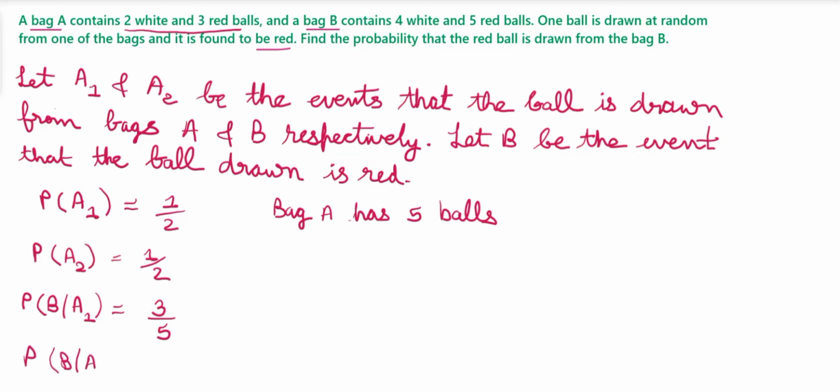Then the probability that the ball drawn is red given that it is drawn from the bag B. Again we'll write it as P of B given that A2. The bag B contains 4 white balls and 5 red balls, which means total number of balls are 9. We have to draw red balls, so it will be 5 divided by total number of balls, which is 9.